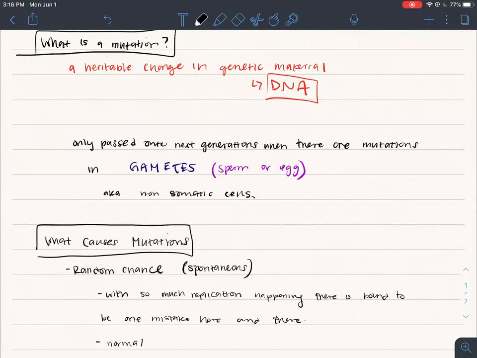When we're talking about genetic material, it's mostly DNA, since that's mostly where we store our genetic information, such as proteins and enzymes. And in order to pass on mutations, it has to be in the gametes. It can't be in normal somatic cells like skin cells, muscle cells. It has to be in our gametes, so like our sperm and our egg.